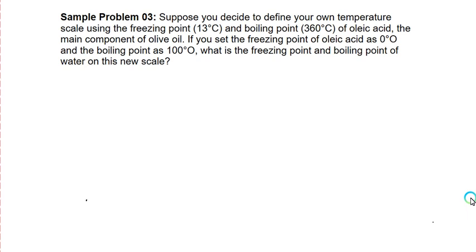For this discussion video, we have to deal with more of the examples regarding thermodynamic quantities. And we have here a problem. Suppose you decide to define your own temperature scale using the freezing point 13 degrees Celsius and the boiling point 360 degrees Celsius of oleic acid, the main component of olive oil. If you set the freezing point of oleic acid as 0 degree O or oleic and the boiling point is 100 degree oleic, what is the freezing point and boiling point of water on this new scale?